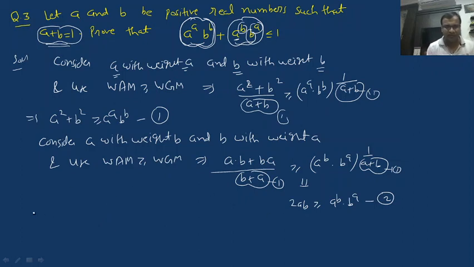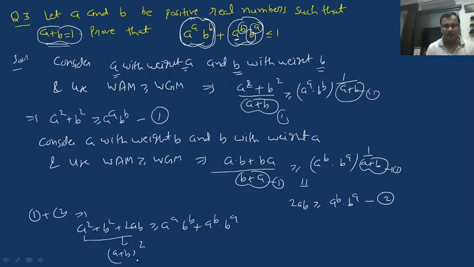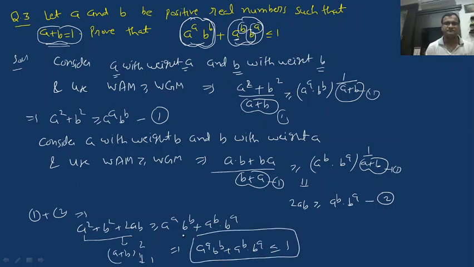Now I am going to add these two results. 1 plus 2 implies a square plus b square plus 2ab is actually greater than or equal to a to the power a, b to the power b plus a to the power b into b to the power a. Now this quantity becomes a plus b whole square, and a plus b whole square is clearly 1. Therefore, we can write a to the power a, b to the power b plus a to the power b into b to the power a is always less than or equal to 1. Hence proved.